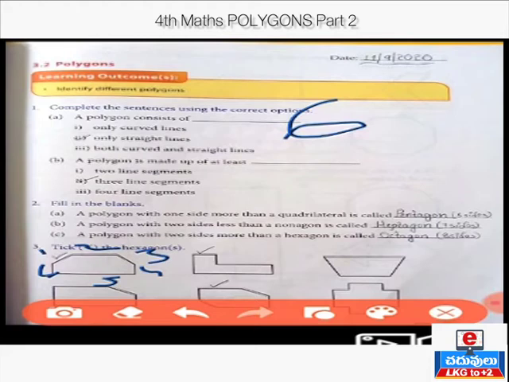Second one we count it. Each side we count one number. 1, 2.